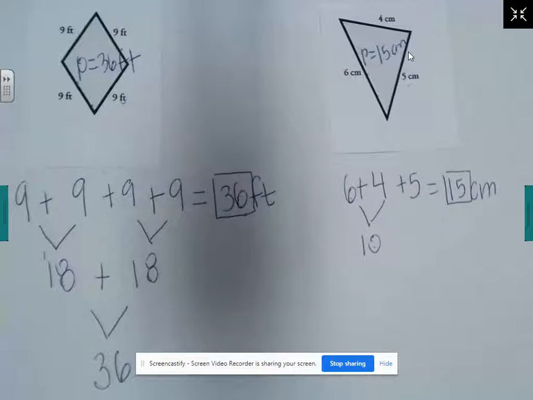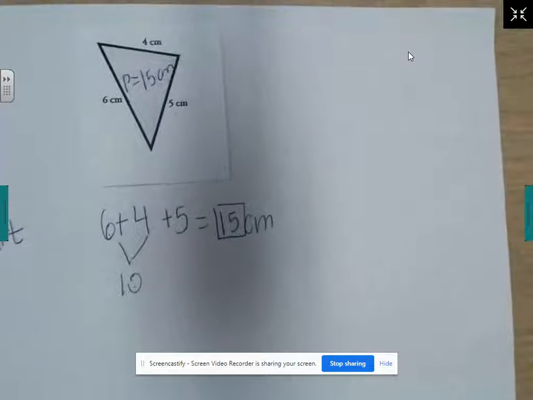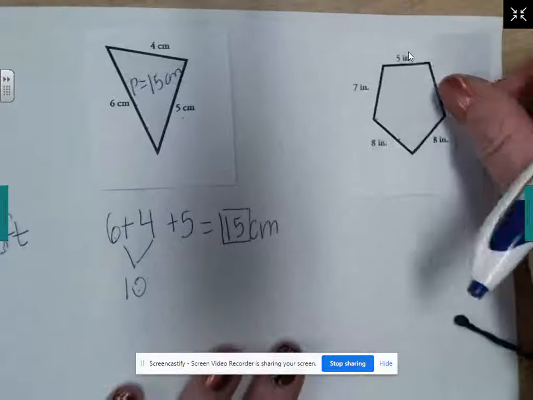Okay. Let's try one more of these. This time, oh, what is that shape?